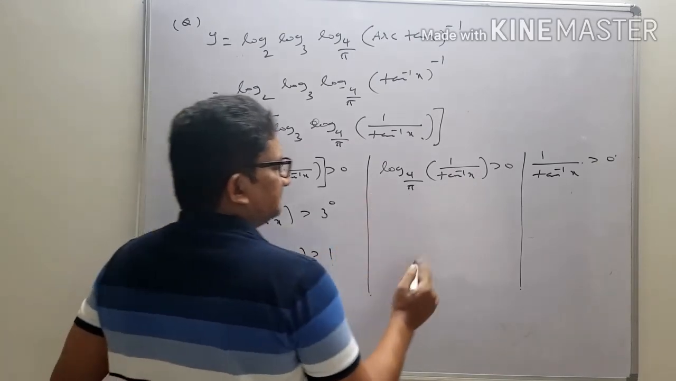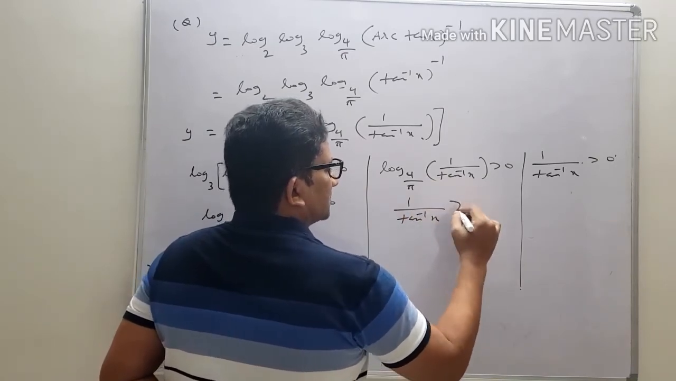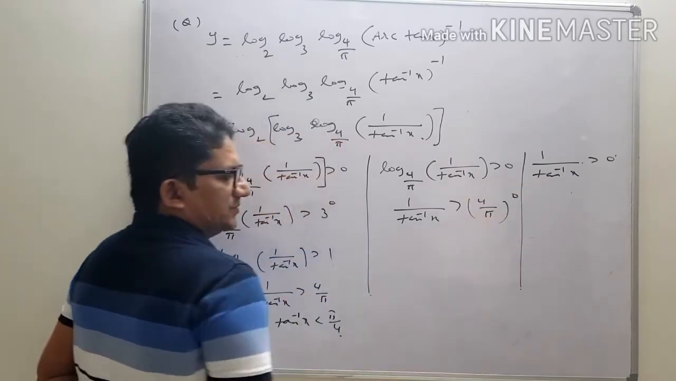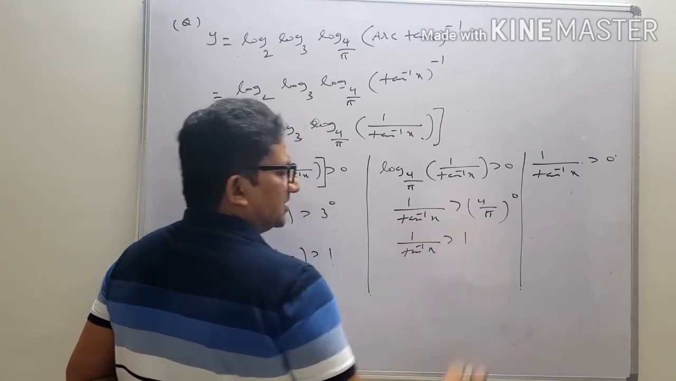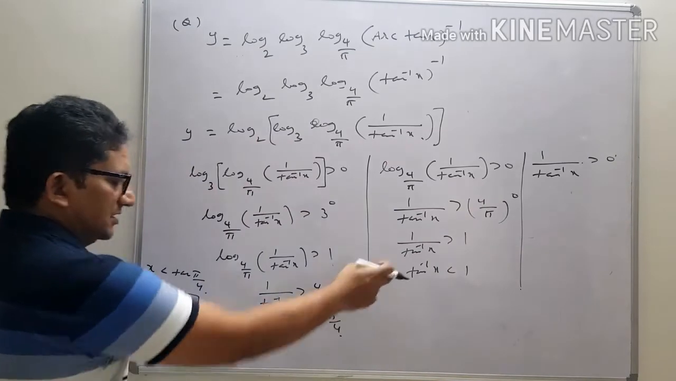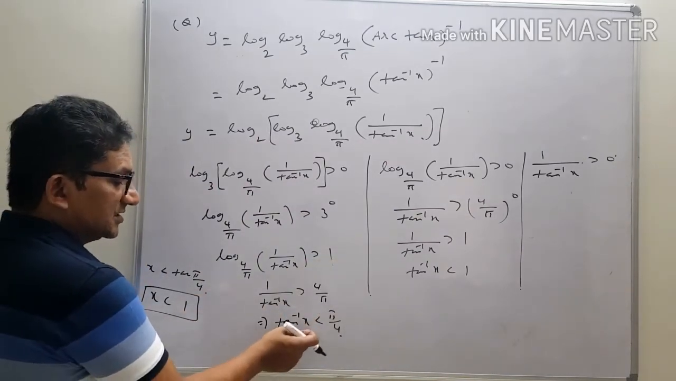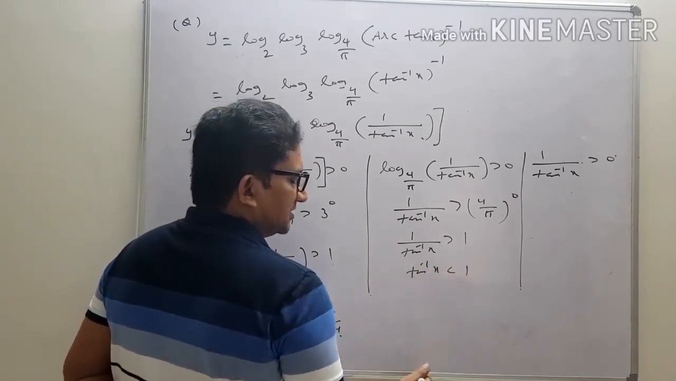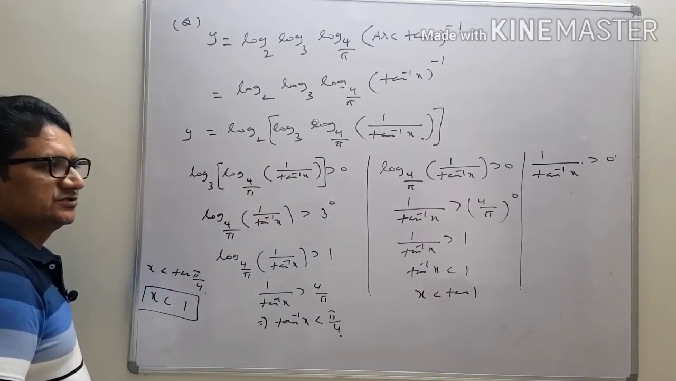In this situation, 1 by tan inverse x is greater than 4 by pi to the power 0. 4 by pi to the power 0 is 1. So, 1 by tan inverse x is greater than 1. That means tan inverse x is less than 1. Already we covered the situation here, see. So, here we got tan inverse x is less than pi by 4, and here we got tan inverse x is less than 1, means x is less than tan 1. So, we got two situations.